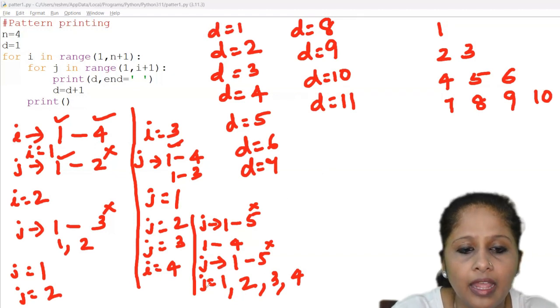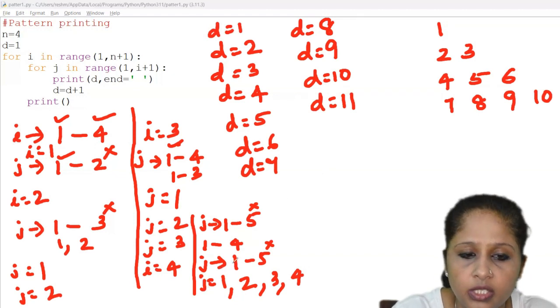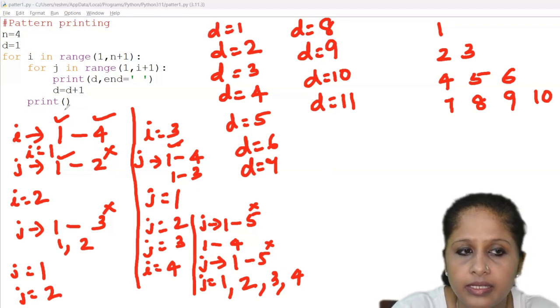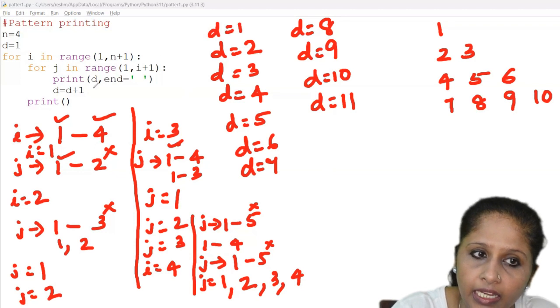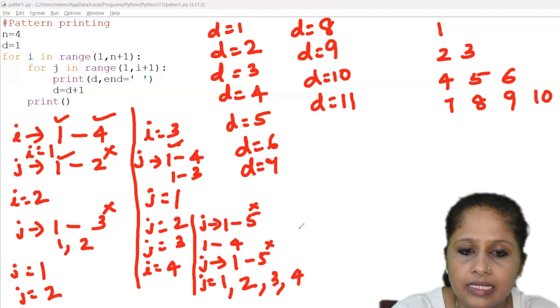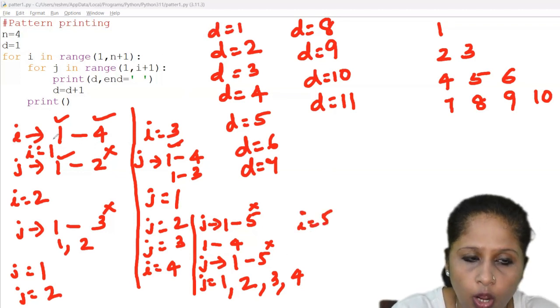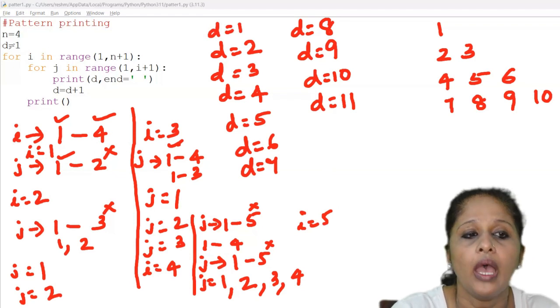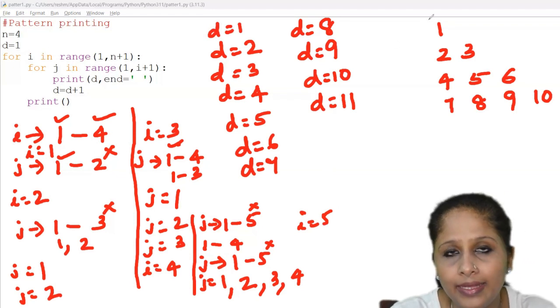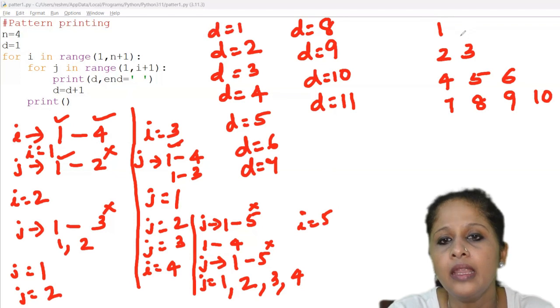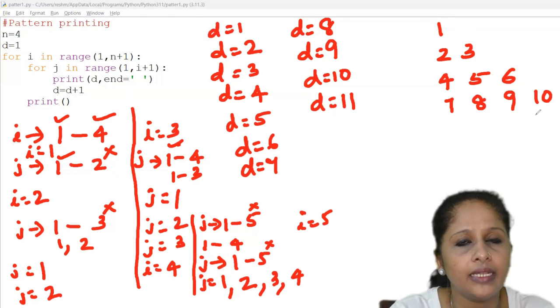Now going back, now the value of J is 5, so it is not in this range. So it's coming out and this print statement will be executed. Then again going back, the value of I is now 5, it is not in this range. So our loop is finished here. So by that time we got the pattern 1, 2, 3, 4, 5, 6, 7, 8, 9, 10.